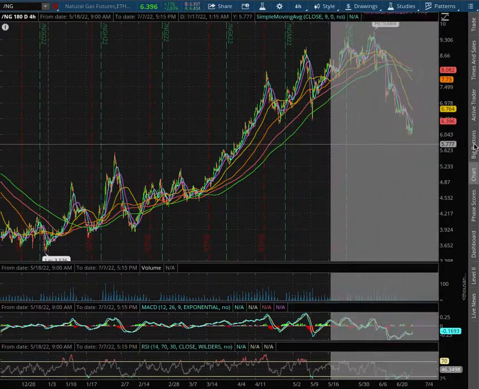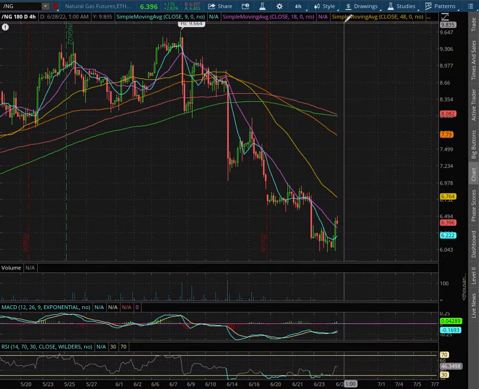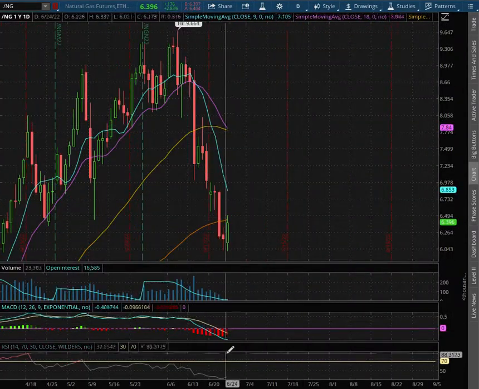With the 4-hour chart, we remain in negative MACD. We did see convergence. We're off of oversold levels with the RSI. And as with the daily chart, we remain in negative MACD.